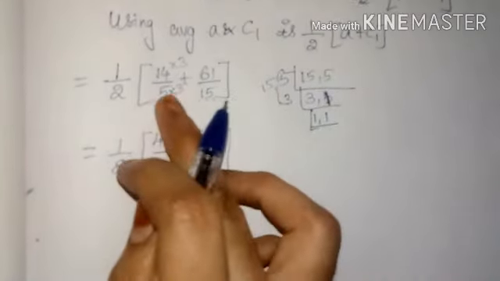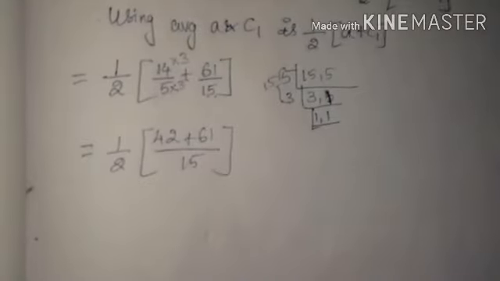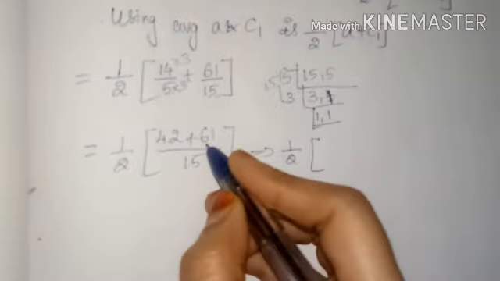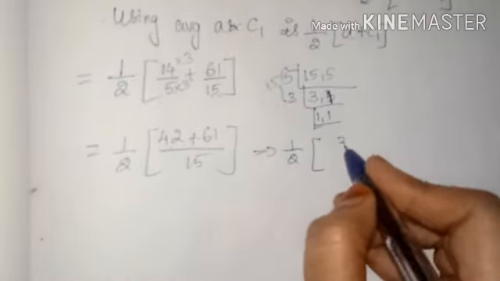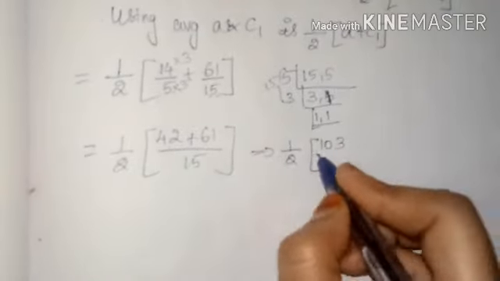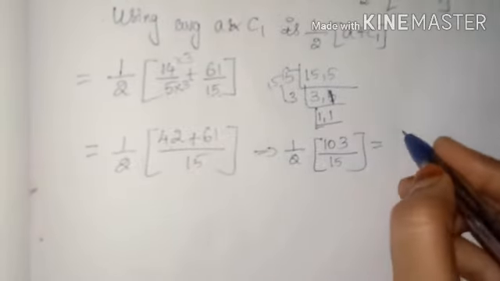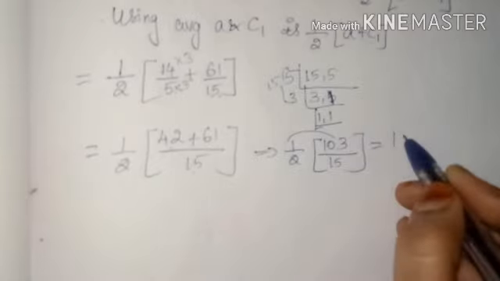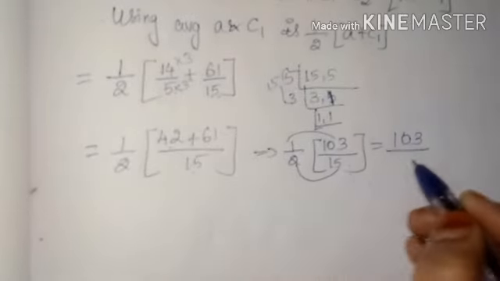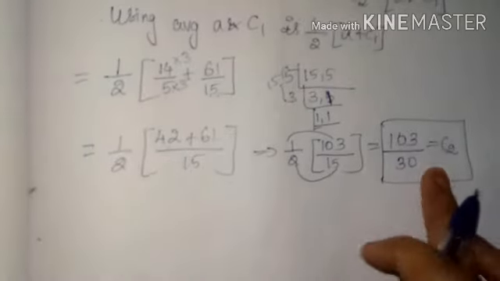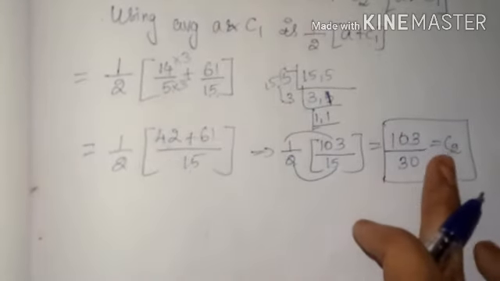Here both the denominators are the same, so commonly I am going to write 15. Now add both the terms. 1 by 2, 61 plus 42 is 103, by 15. Here we cannot cancel anything, so write as it is. 1 into 103, 103 by 2 into 15, 30. This is the value of our C2. This is our second rational number.